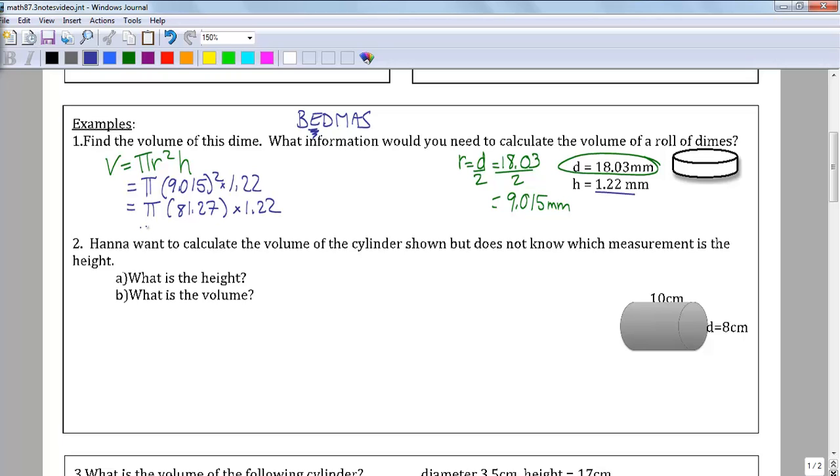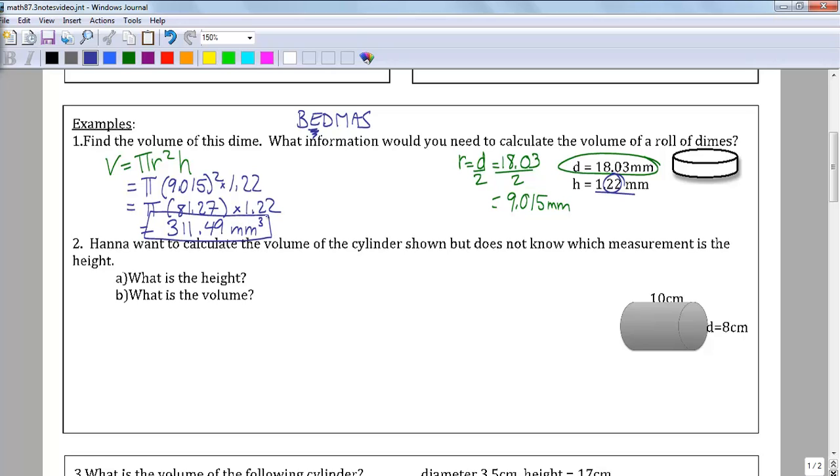And now I can multiply everything by each other. So if you have a pi button, use that, but if not, 3.14, and then multiply by the height of 1.22. Your volume should be about 311. I'm going to say point, because they did 2 decimals, I think I'll do 2 decimals too. So 311.49 millimeters, and remember we're talking cubed.